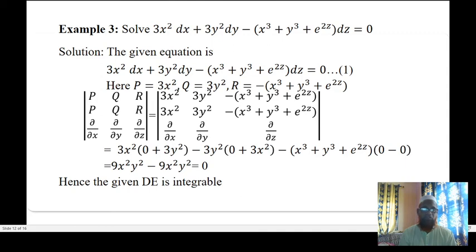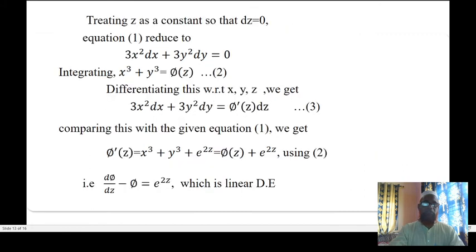Evaluate: 3x square times bracket 0 plus 3y square minus 3y square, bracket 0 plus 3x square times minus of x cube plus y cube plus e raised to 2z, so 0 minus 0, and the last term is 0. So 3 3s are 9, 9x square y square minus 9x square y square cancel, equal to 0. Hence the given differential equation is integrable. So using the third method, treating z as a constant so that dz equals 0, equation 1 reduces to 3x square dx plus 3y square dy equal to 0.